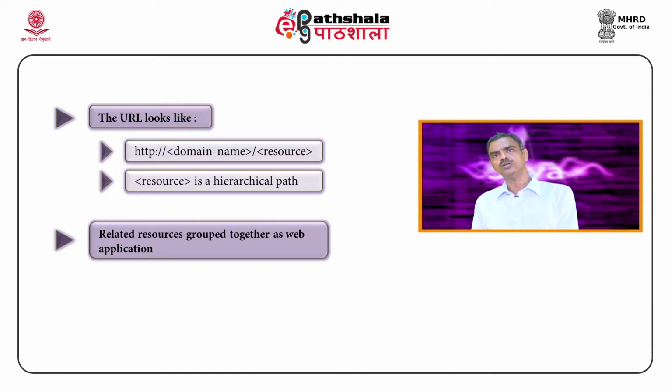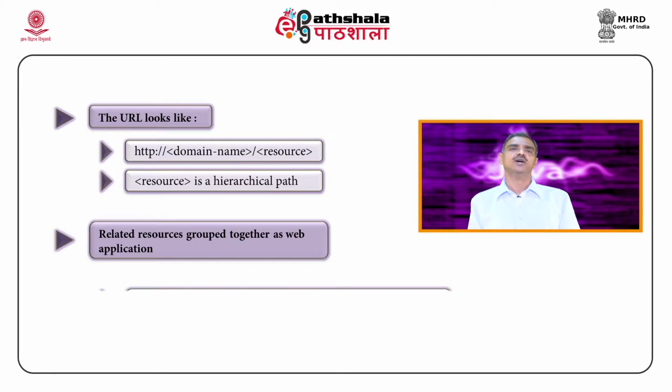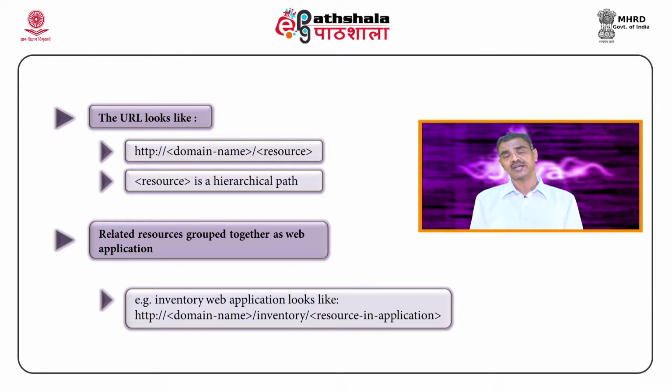So all those URLs which have this common name after a slash. For example, you may say I have a web application for an inventory, then I would have http://myserver/inventory as my application, and then slash, I have so many resources within my inventory web application. So, we have the concept of a web application being a group of URLs, or rather a group of resources. And one such resource is a servlet.